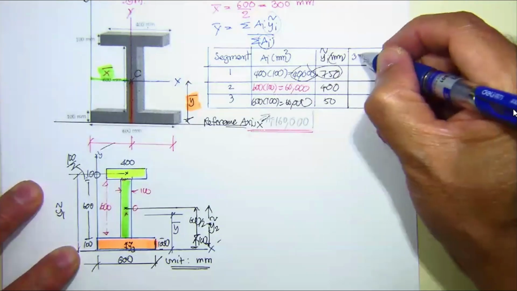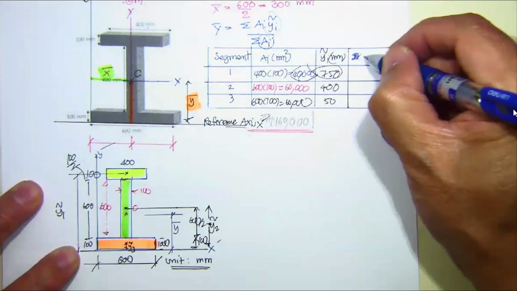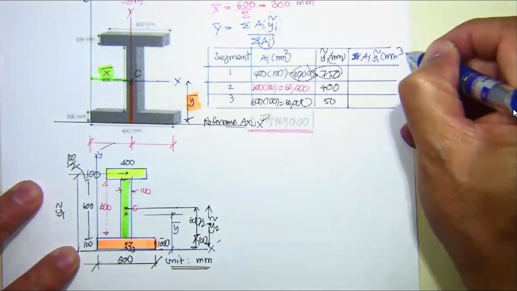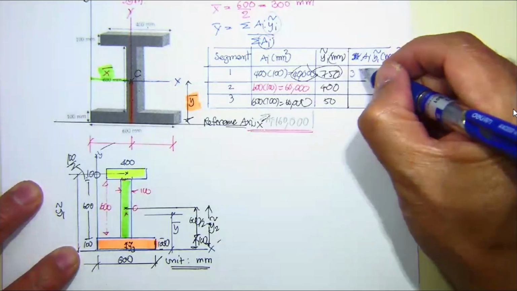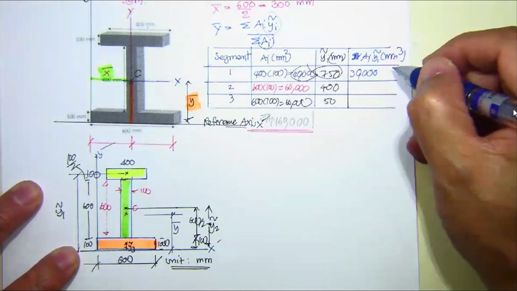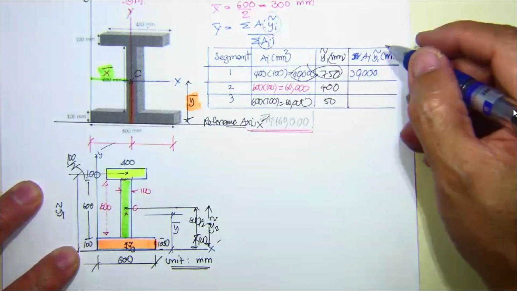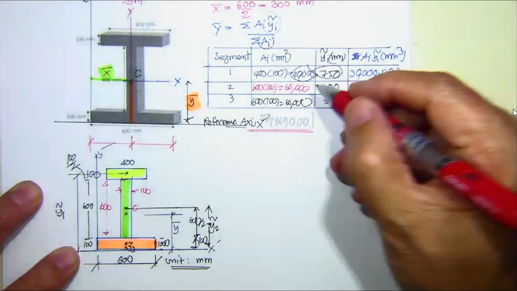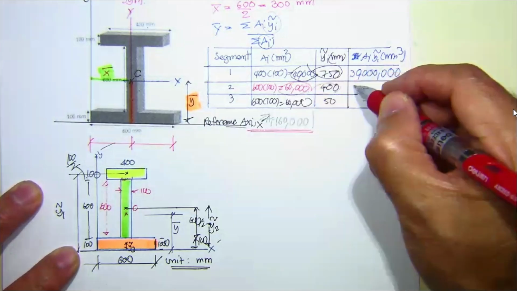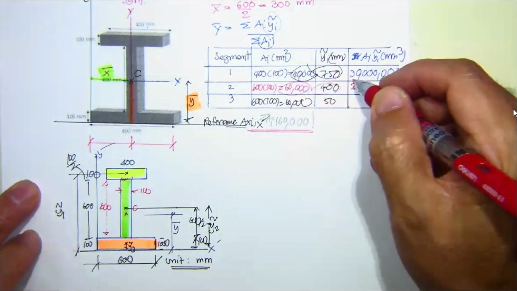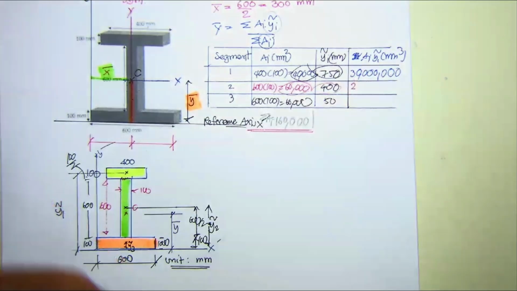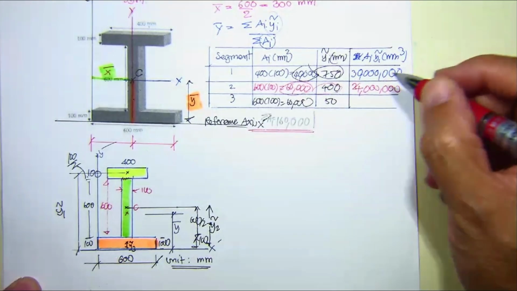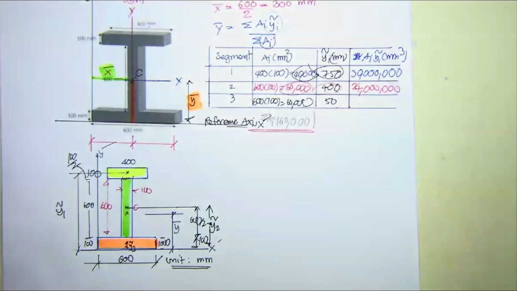This is going to be some A_i y_i curve, millimeter power. This one is going to be, that's quite a lot. Yeah, 30 million. 30 million. Yeah. And this one times this one, 20, we got 24 million.